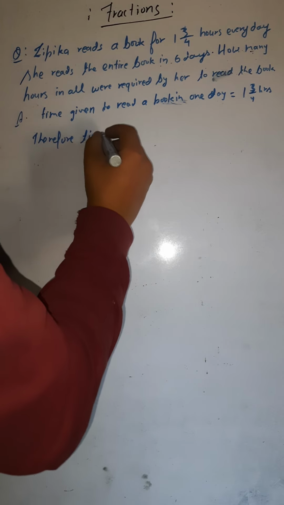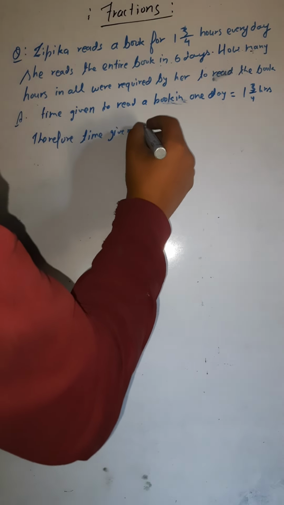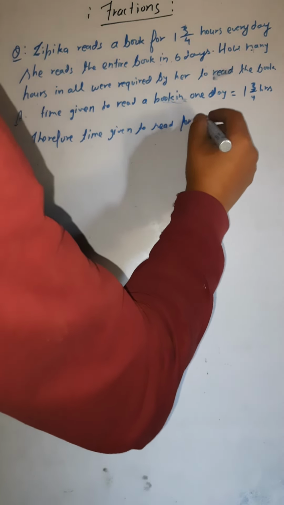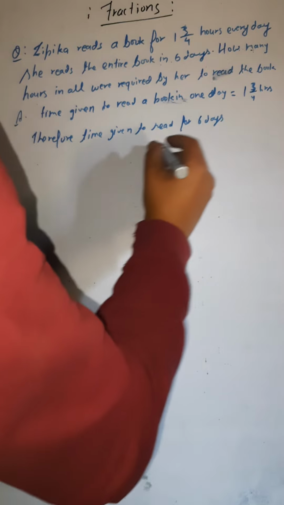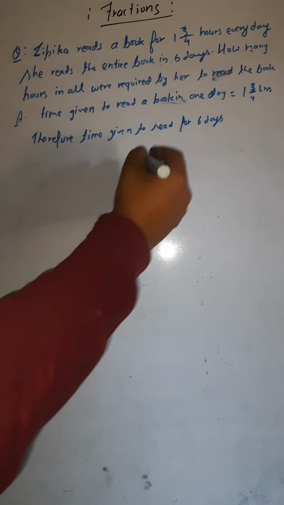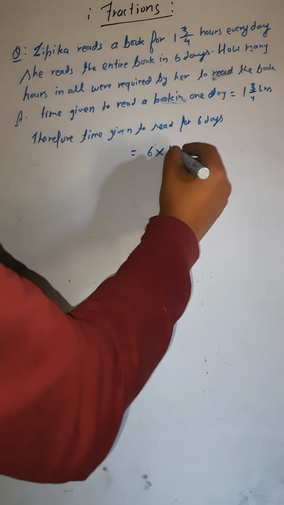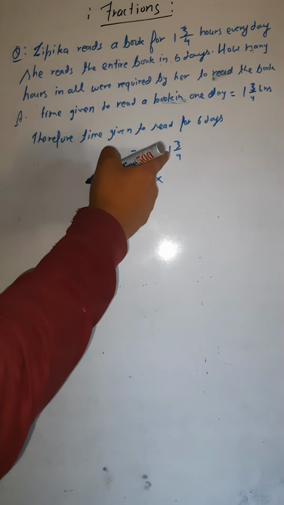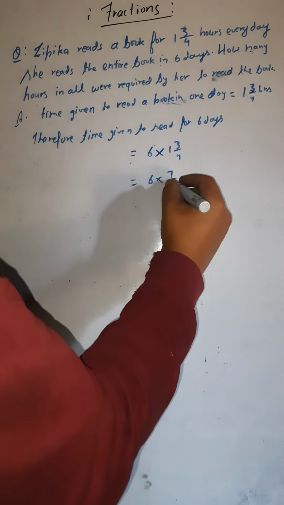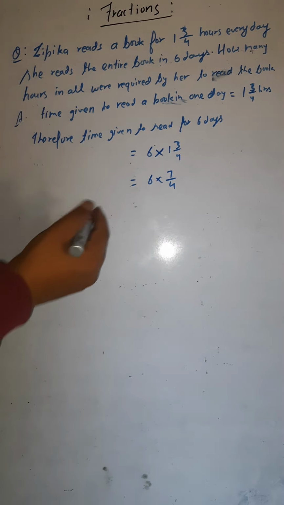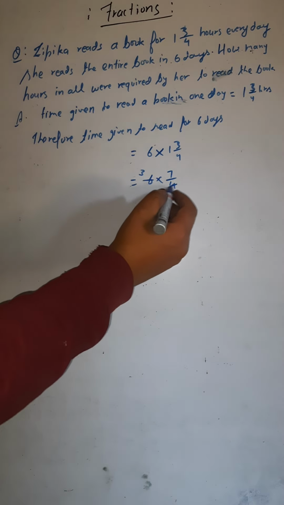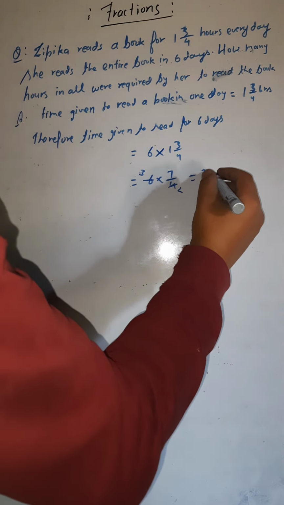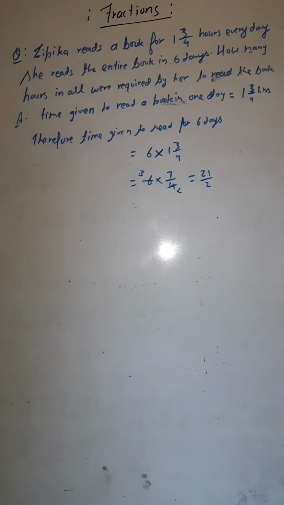Therefore, time given to read for 6 days would be how much? We will be multiplying this. 6 multiply 1 whole 3/4 would be equals to 6 multiply 4 fours are 4, 4 plus 3, 7/4. You can cut it also by 2, 2 threes are 6 and 2 twos are 4. So answer would be 7 threes are 21/2. 21/2. You can just divide it also.